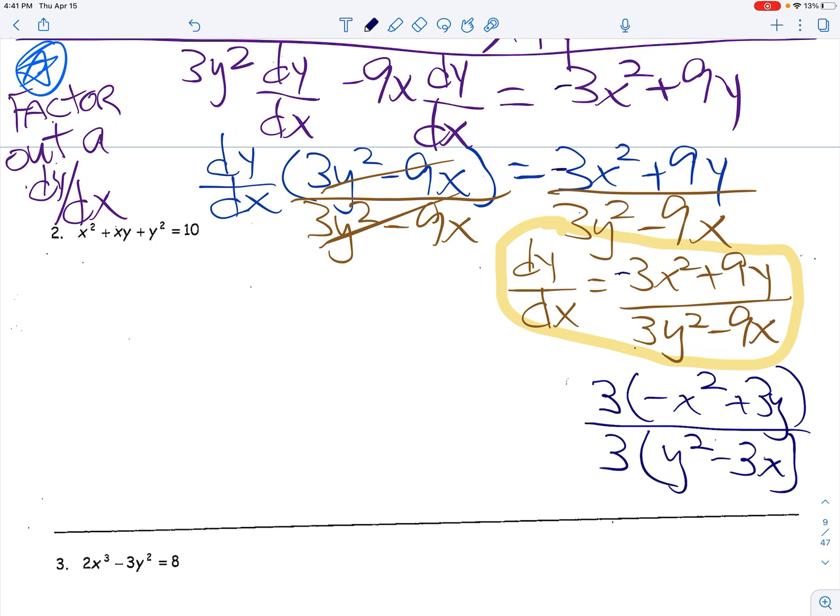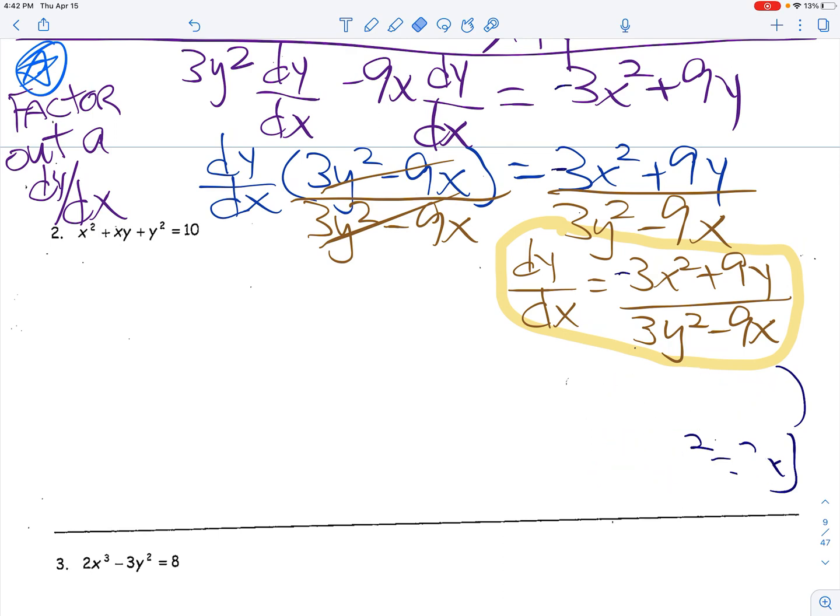Make that negative x squared plus 3y over, right? Factor out a 3 down there. Make that y squared minus 3x, eh? Right? And then you want to cross out those 3's. You can do that if you want. So it's up to you. If you're going to simplify it, just don't mess it up, right? That's all. All right, so there we go. Right? Got it.